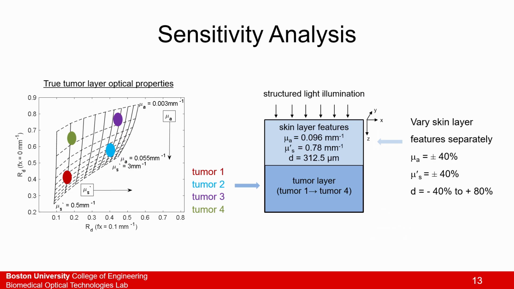The optical property pair for the tumor layer, again, are representative of 4 sections in the lookup table and termed as tumor 1, 2, 4. And for the skin layer, what I did is that I varied the skin layer features by a percentage of the actual value used in the model. So I found that for all cases, the error for the 2-layer was less than error for the Gardner homogeneous lookup table, which confirms that the Gardner 2-layer is less sensitive to such skin layer mismatch than the Gardner homogeneous.